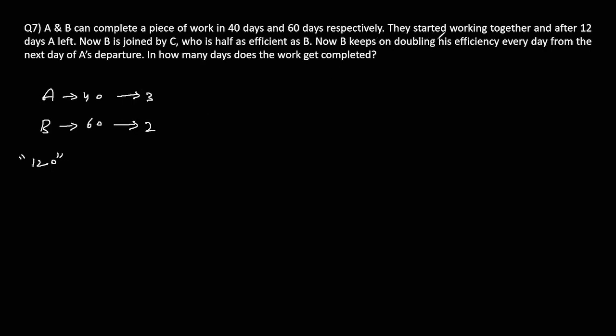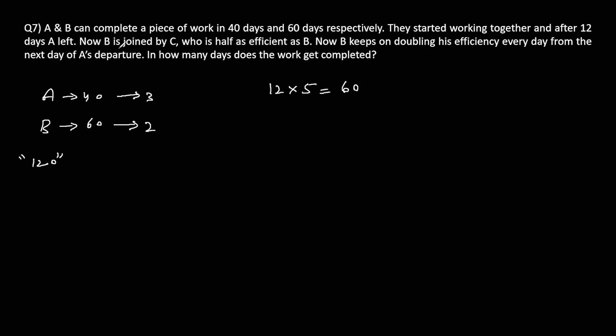Right. Let's go further. They started working together and after 12 days, A left. That means for the first 12 days, both of them were working together. So 12 into 5, they were doing 5 units together per day, right? So they would have finished 60 units. So the leftover work will be 60 units.